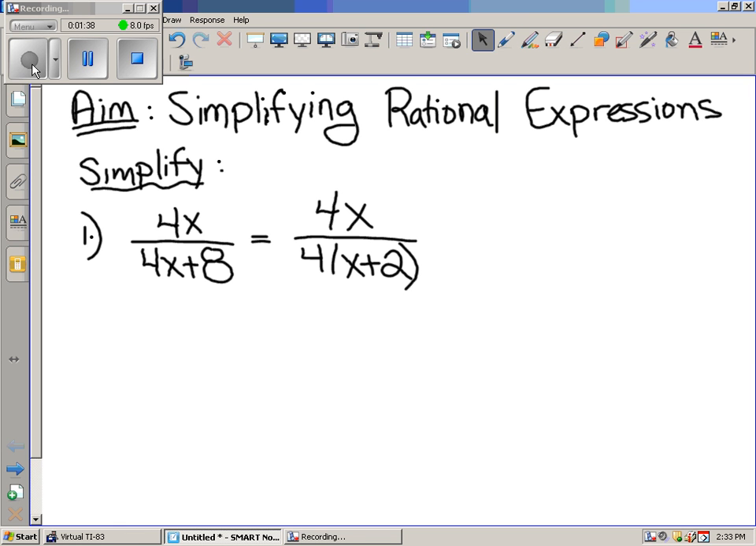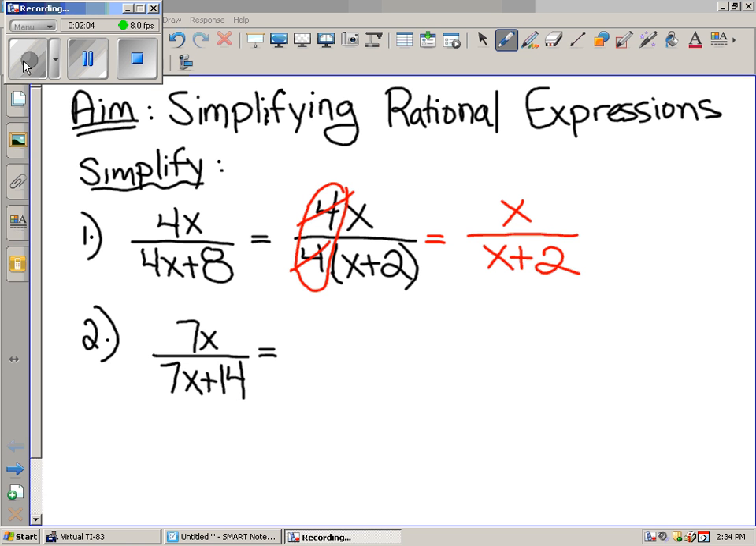So here we go. Now, how do you reduce? All you do is highlight the things that aren't separated by addition or subtraction and cross them out. That's it. Final answer.